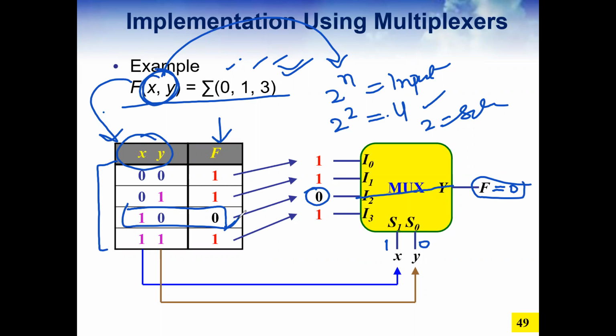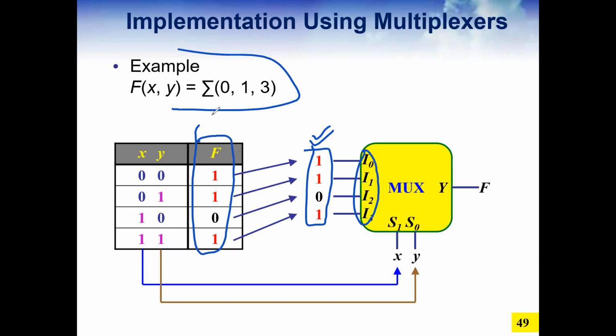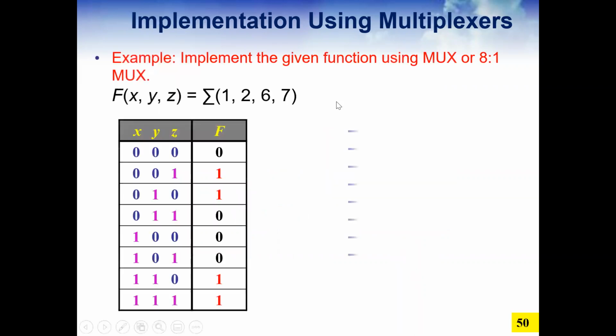Getting this one? Yes. So this design is very simple. You just connect the F values directly to the inputs, because earlier we didn't know what the inputs were for this one, but now they are constant according to the given function. So this is one example. This is one application of the multiplexer: we can implement any function.